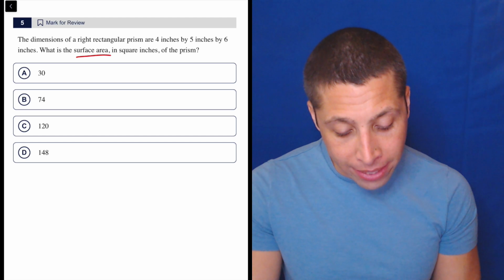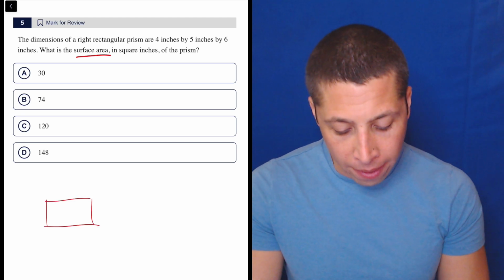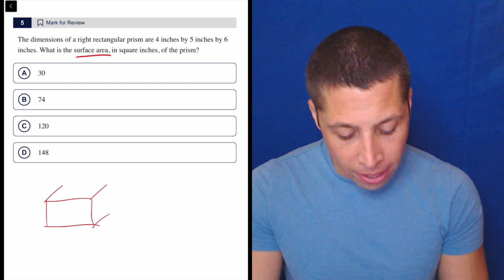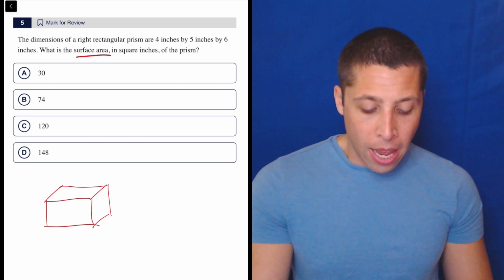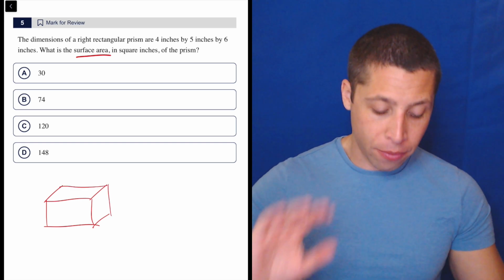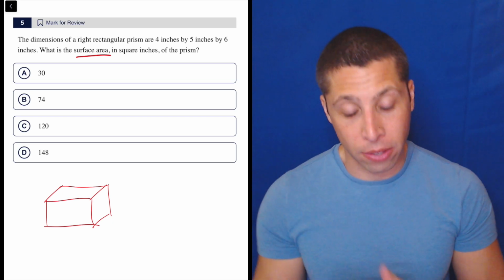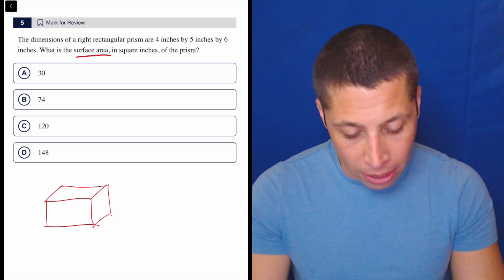But for a right rectangular prism, that's just a box. So if you need help drawing that, draw a rectangle and then go back a little bit and connect the dots. And now I don't see the back ends of it, but that's okay because I understand that if there's a front, there's also a back. If there's a top, there's also a bottom. If there's a right side, there's also a left side. So let's just label everything here.